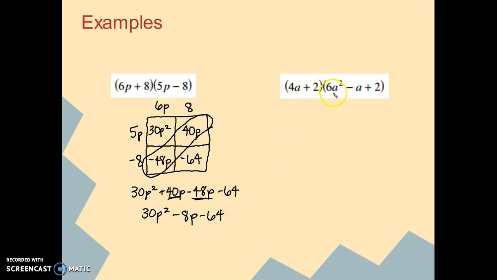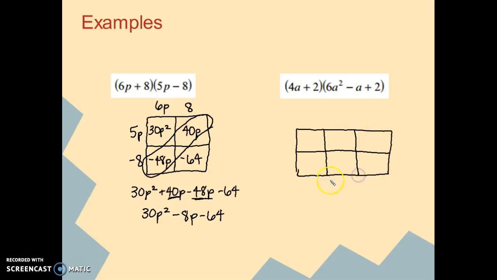Then for this last one, I'm going to do the box again. Or we have one more after this. I'm going to do FOIL and box one more time. But now I have a binomial times a trinomial. So I have two terms times 3 terms. So my box needs to be 2 by 3. So it's just going to make it a little longer. But I'm going to do everything else the same.